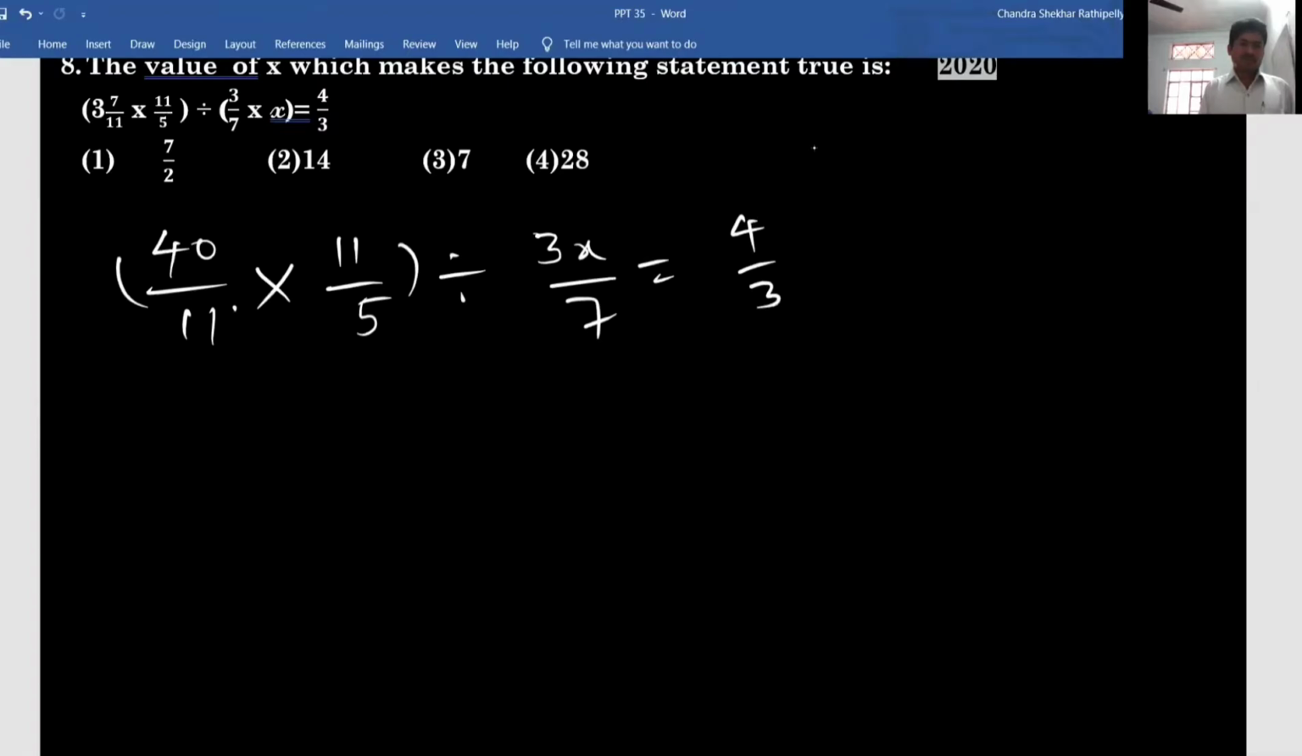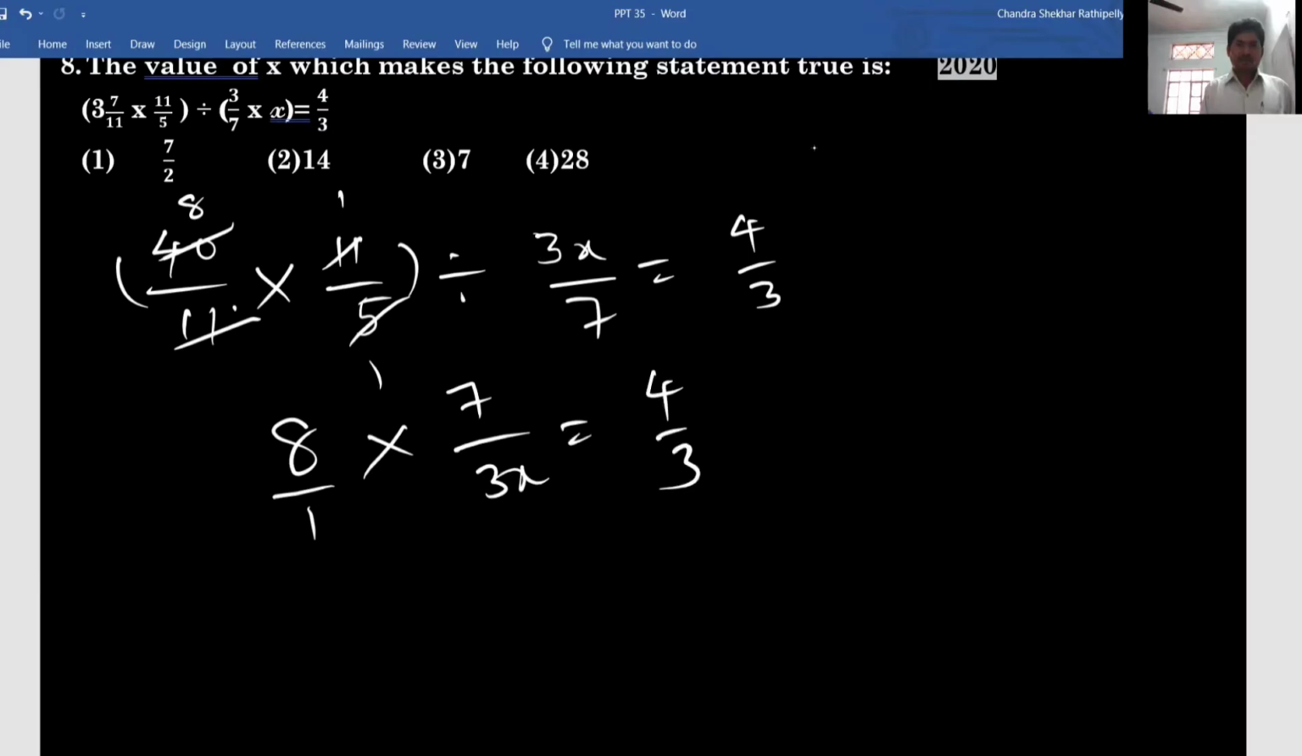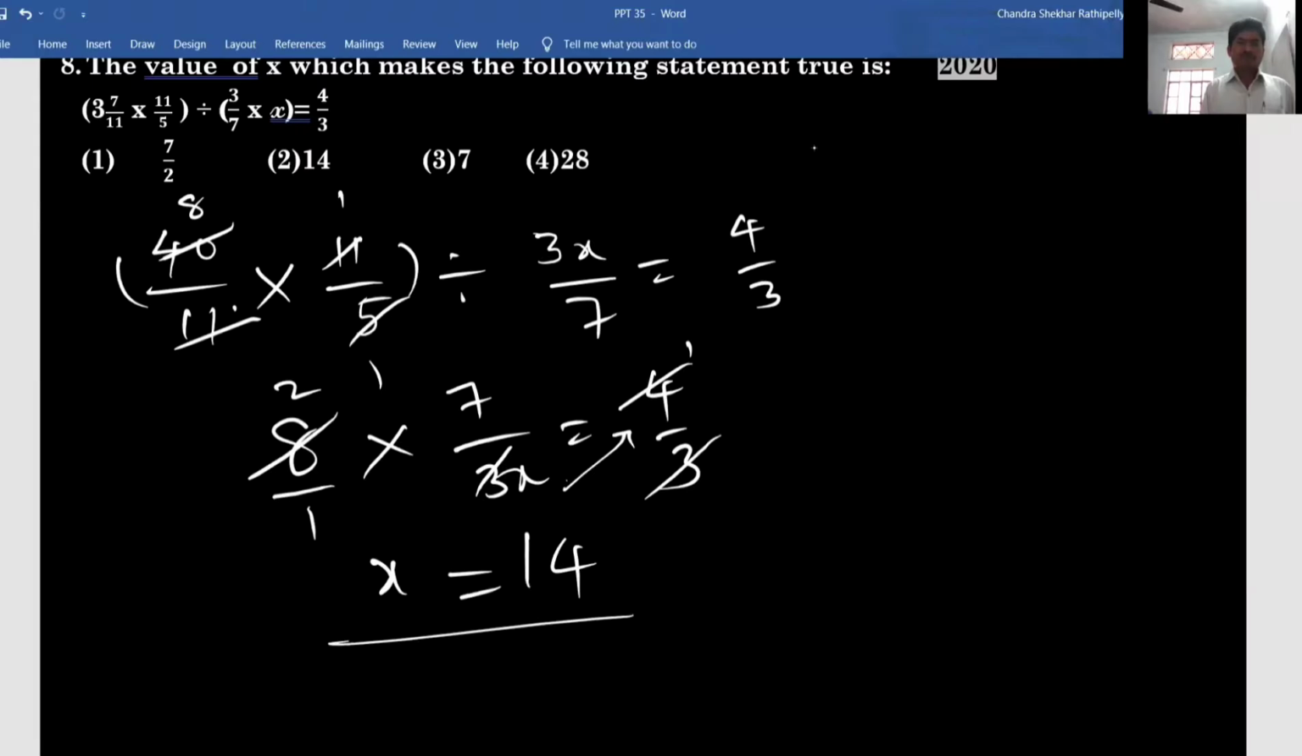First we have to cancel. 5 8s are 40, 11 1s are 11. So 8. To divide a fraction by another fraction, we have to multiply. So this is 8 by 1. 7 by 3x is equal to 4 by 3. So 4 1s, 4 2s, 3 cancel. So on cross multiply, x is equal to 7 2s are 14. So option 2.